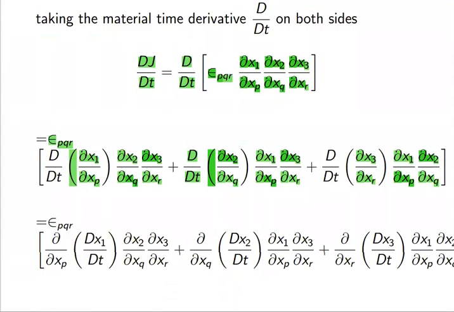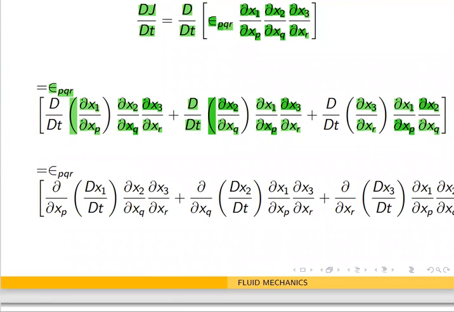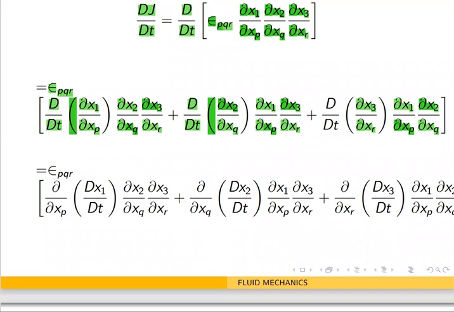Now next, we'll interchange the derivatives. We have d by dt and dou by dou xp. So interchanging these two: first dou by dou xp outside, then d by dt has gone inside. Fine. So dx1 by dt, the remaining two terms as it is, no change.